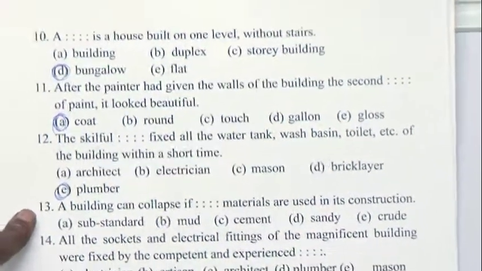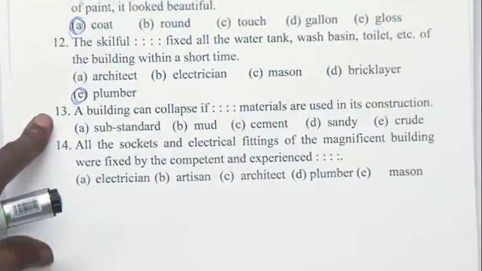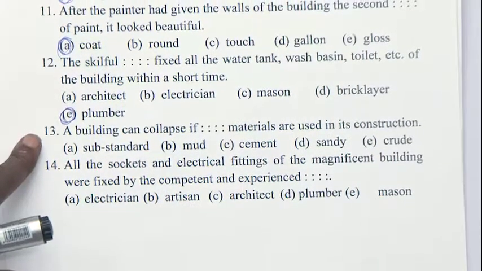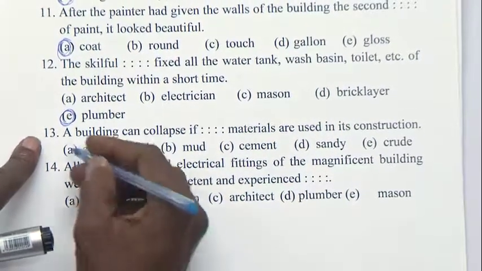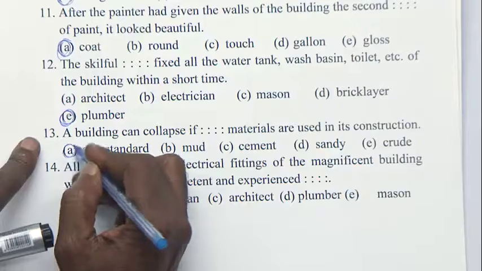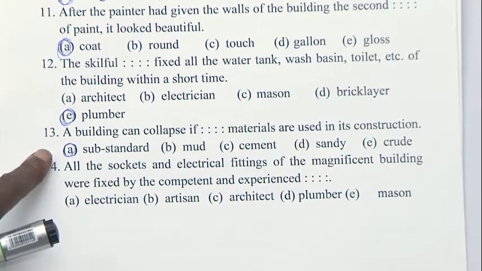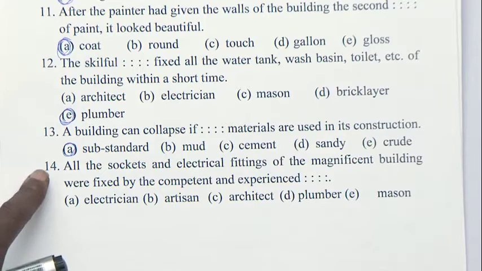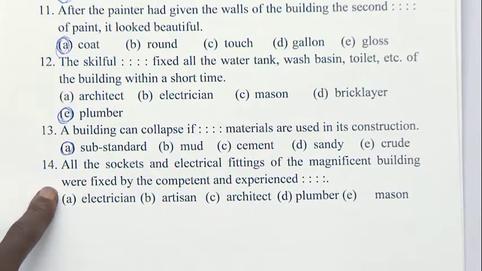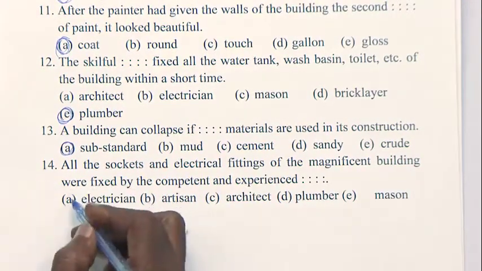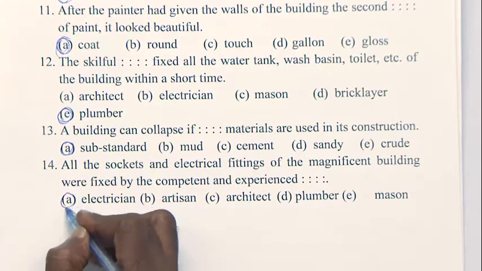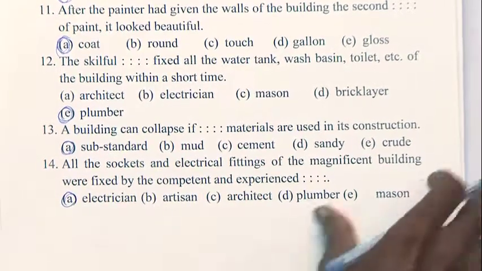Number 13, a building can collapse if dash material are used in its construction. What type of material? Substandard material that are not up to standard, that are more or less not genuine enough. All the sockets, electrical fittings of the manufacturing building were fixed by the competent and experienced dash. Who does that? Of course, the electrician. Electrician does that. Right, that's about building.